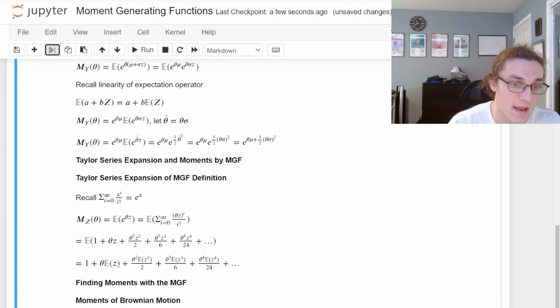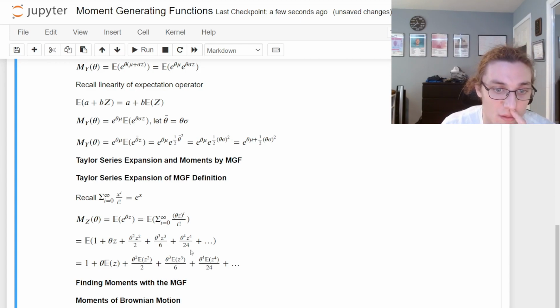Notice that each of these are the moments of our random variable. We have the expectation of z, that's the first moment. Expectation of z squared, second moment. Expectation of z cubed, third moment. So this is why it's a moment generating function. That is because we have all of the statistical moments in this expansion. That's kind of crazy.